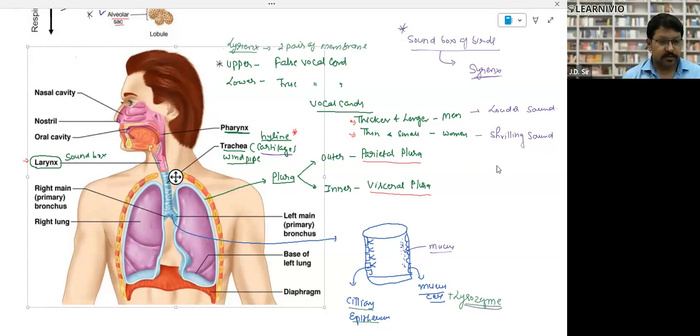Larynx. The heading will be human respiratory system. Larynx is called sound box or voice box. It is also known as Adam's apple in man.